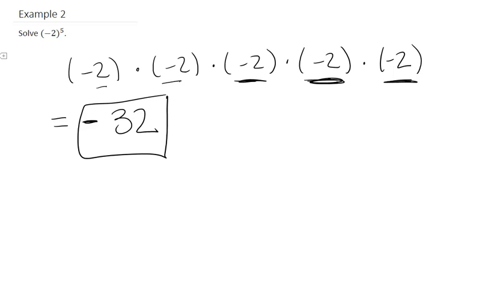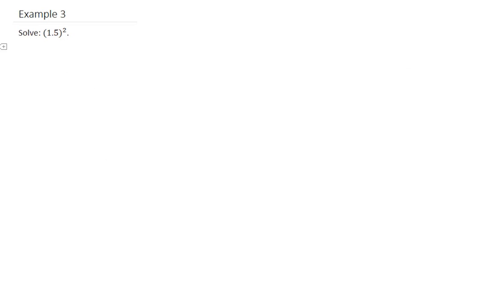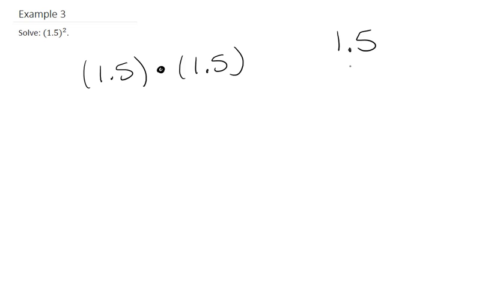Let's do another example. Example 3. Solve for the following. We have 1.5 raised to the second power. So what we're saying is that we have 1.5 being multiplied by 1.5. So let's go ahead and do it off to the side. 5 times 5 is 25. Put the 5 below, carry the 2. 5 times 1 is 5, plus 2 is 7. Have a 0 placeholder. 1 times 5 is 5.